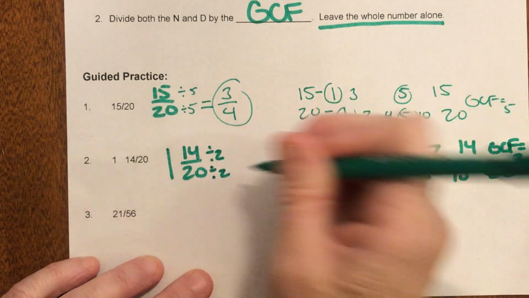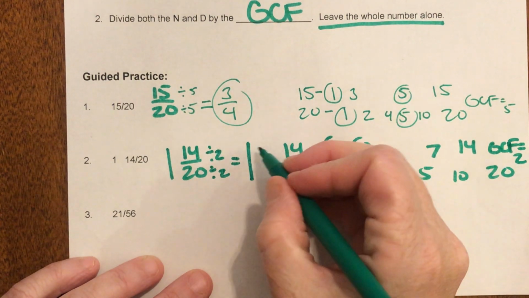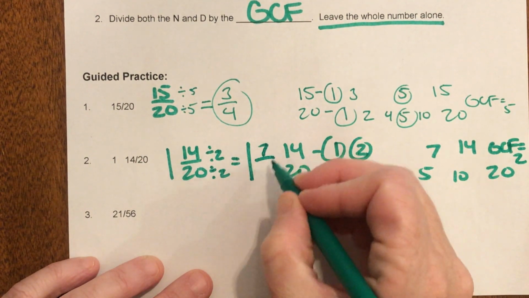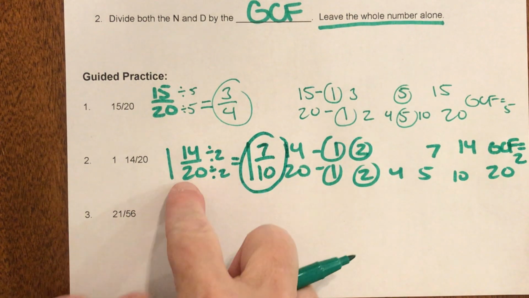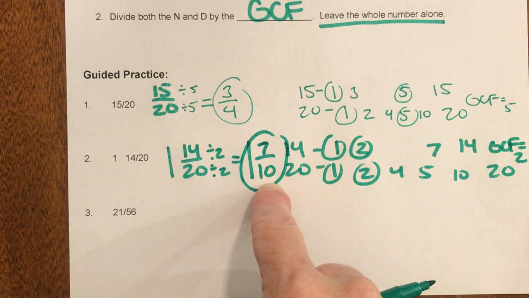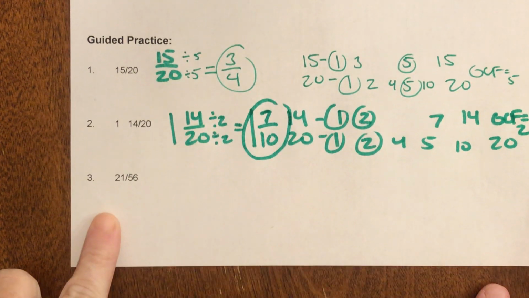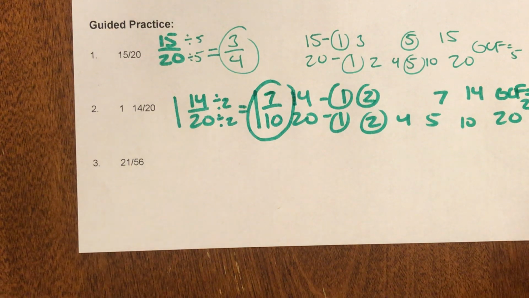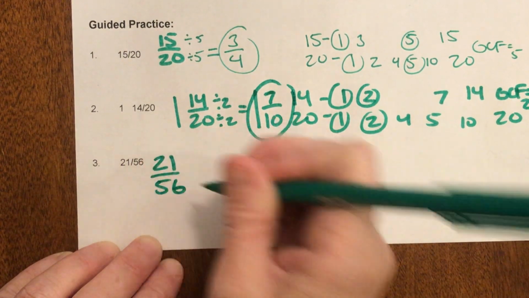Okay, so when we do this, remember we have to leave our whole number 1 alone, and we get 14 divided by 2 is 7, 20 divided by 2 is 10. So an equivalent fraction for 1 and 14/20 is 1 and 7/10, but this is the easier or simpler way to write it. Okay, sometimes you'll come across really big ones like this, which seem a little scary, but you're just going to jump in and do the same steps.